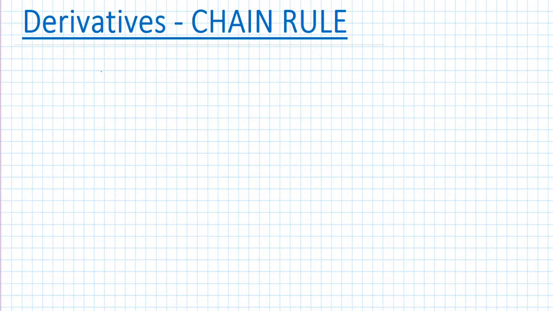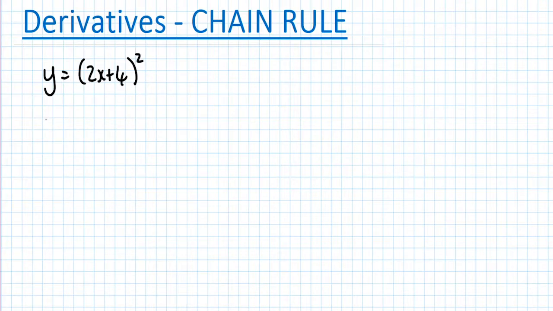Welcome to this tutorial on how to find derivatives using the chain rule. Let's look at a problem. y equals (2x + 4) squared. And let's say that we want to find the derivative of this function.